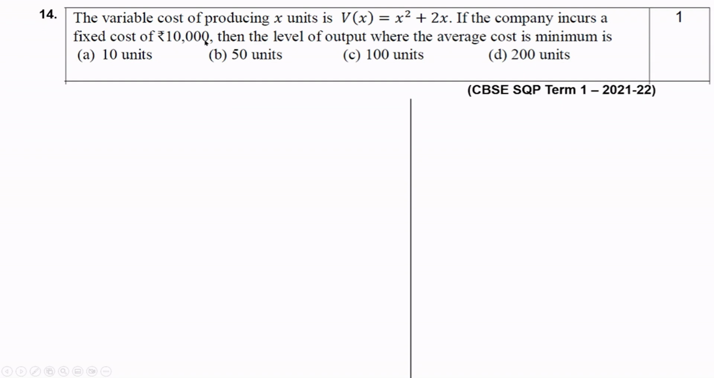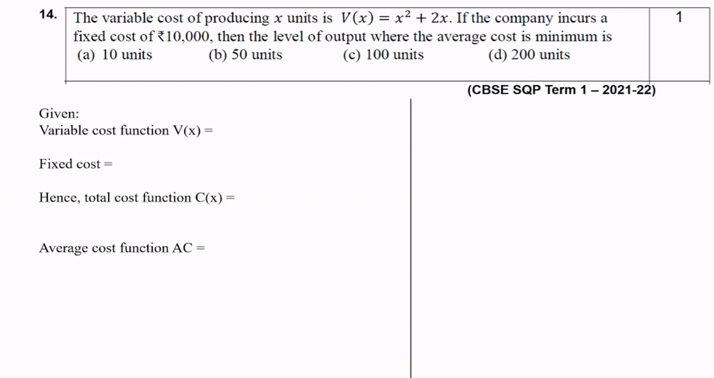Moving on, the variable cost of producing x units is V of x is equal to x square plus 2x. If the company incurs a fixed cost of rupees 10,000, then the level of output where the average cost is minimum is. So here the variable cost is given and then the fixed cost is given. We have to find x for which average cost is minimum. So it is important that the question should be read properly.